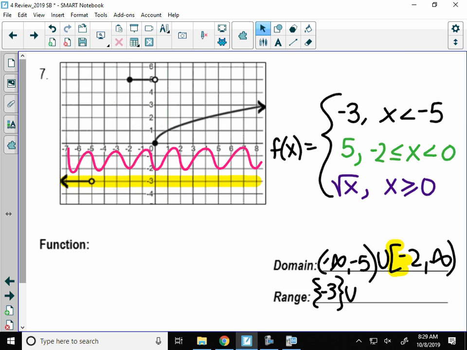Then, when I get up to this square root function, that square root function goes forever. It has an arrow going up forever, so it continues up to infinity. So I'll join back in at 0, inclusive, to infinity.